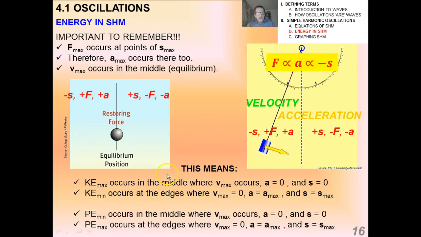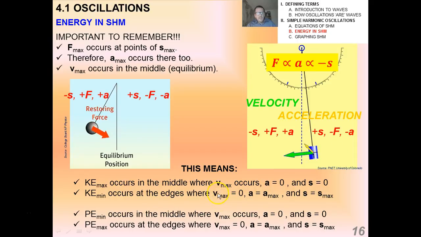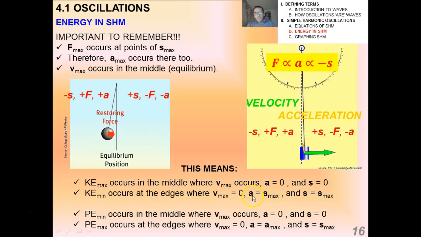So what this means, to sum up with the energy, if you think about kinetic energy and potential energy, it means that the kinetic energy obviously occurs in the middle where the maximum speed occurs. At that point, the acceleration is 0 and the displacement is 0. The minimum kinetic energy occurs at the edges because the speed is 0 there. So that's pretty straightforward. At that point, where there's minimum kinetic energy, there's maximum acceleration and maximum displacement.